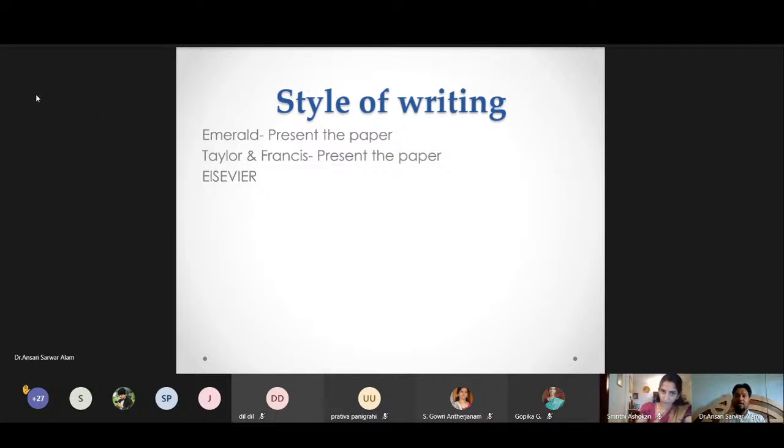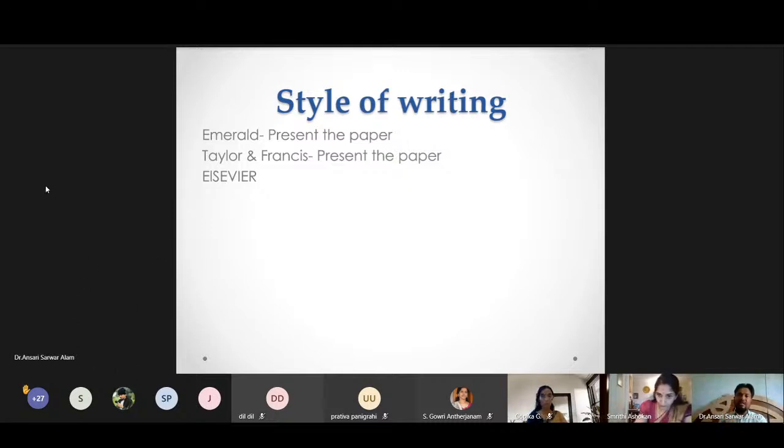that in an Emerald paper, it is very specific and to the point. They will be asking about the objective of your paper, the research methodology, the outcome, how it is benefiting society, and the implication part of your paper. So if you look at any Emerald paper, you will find this.